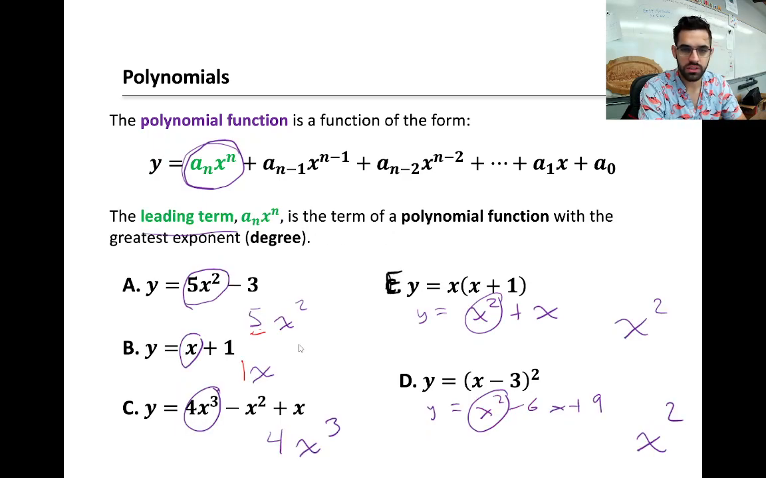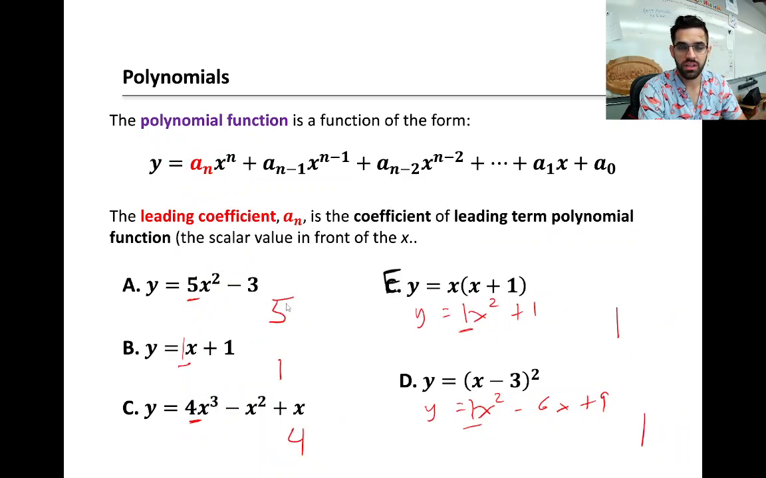So if we know our leading terms, just grab the number. So 5x squared is our leading term, 5 is our leading coefficient. 1x is a leading term for B, so 1 is the leading coefficient. For example C, 4 is the leading coefficient. Examples E and D, 1 is the leading coefficient. Or a sub n is our leading coefficient.